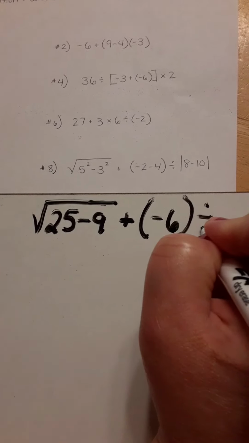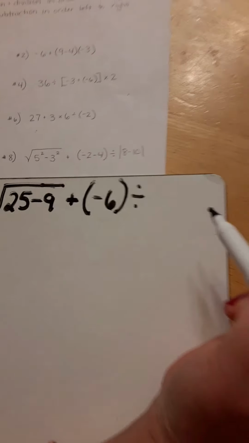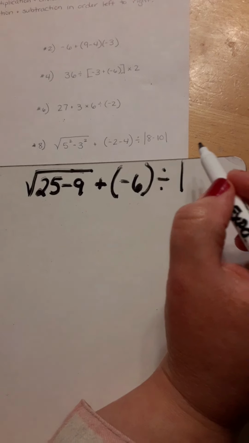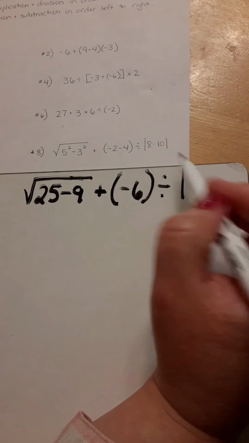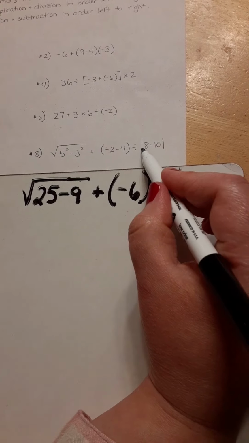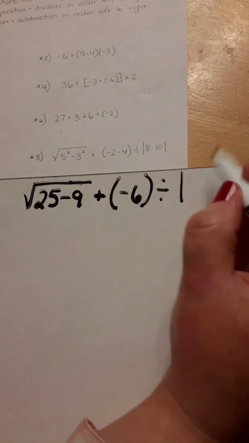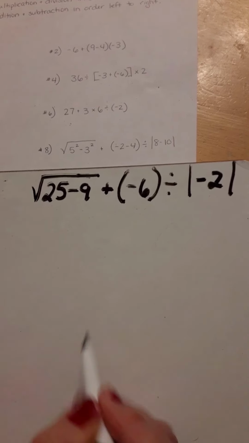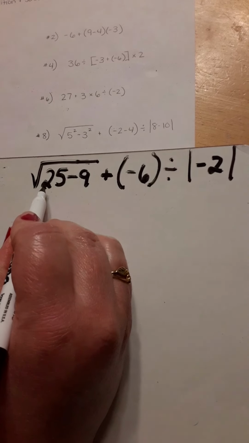We're going to continue on, and now we've got absolute value signs. And so I'm going to take the absolute value eventually here, but let's do our numbers inside. So I've got 8 plus a negative 10, which gives me a negative 2. Okay, so let's keep simplifying this.